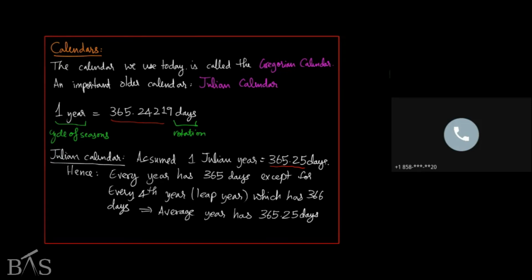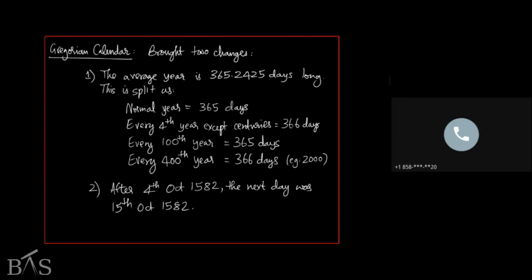But over the centuries, this number is still not a good enough approximation of 365.24219. So somewhere in 1582 AD, there was this Saint Gregory, I think, who brought in a new calendar with two changes. One is that it now approximates the 365.24219 better, as 365.2425 days. And the way it does this is it's split up as follows. Every normal year is 365 days. Every fourth year, which is a leap year, is 366 days, except century years like 1900, for example, and 1800.